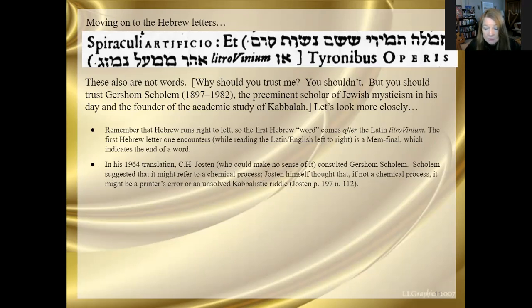Professor Scholem is in Jerusalem, and Scholem suggests that it might refer to a chemical process because, again, they're not words. We're going to come back to that idea of this referring to a chemical process in a moment. Now, Jostyn himself thought that if it wasn't a chemical process, then it might be a printer's error, which just makes me kind of laugh, even though I have nothing but respect for C.H.